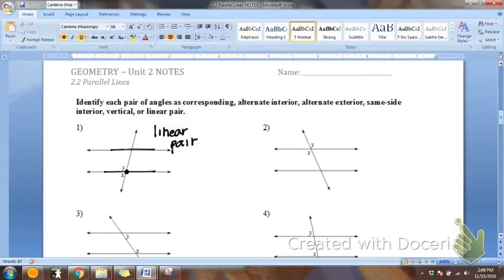Okay, what about number 2? What kind of angles do you think they are? I have one person says vertical. No, vertical. Are they beside each other? They're across from each other, right? If they're across from each other, what kind of angles are they? Vertical. Don't get too far ahead, Patrick.